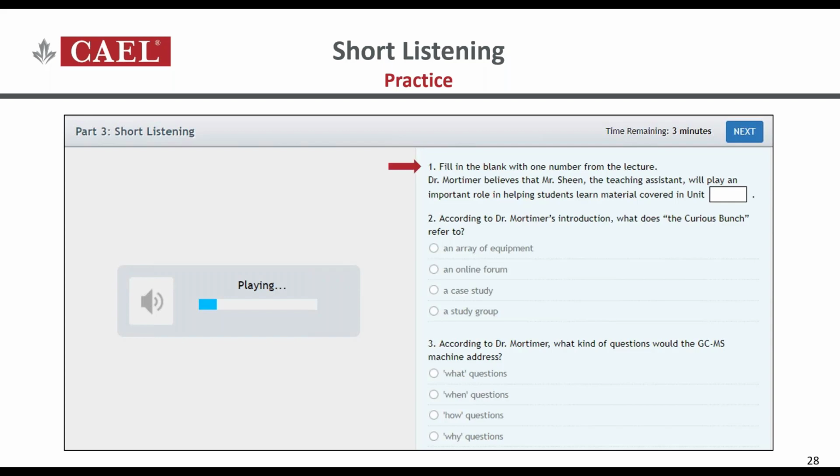Okay, so before we listen, I'd like to go through these questions and identify some keywords that could be useful. Okay, so I'm just going to read parts of question number 1 for you. It says, Dr. Mortimer believes that Mr. Sheen, the teaching assistant, will play an important role in helping students learn material covered in Unit what? What keywords do you think would be useful here in order to get the correct answer? What keywords could you listen for?